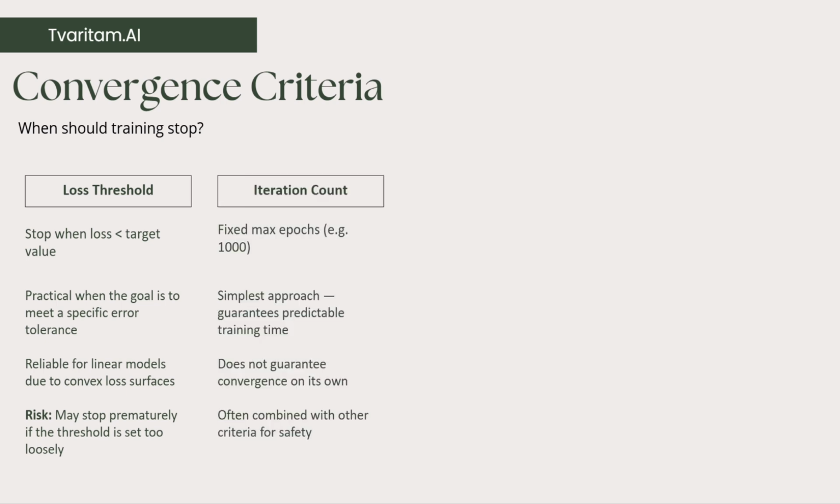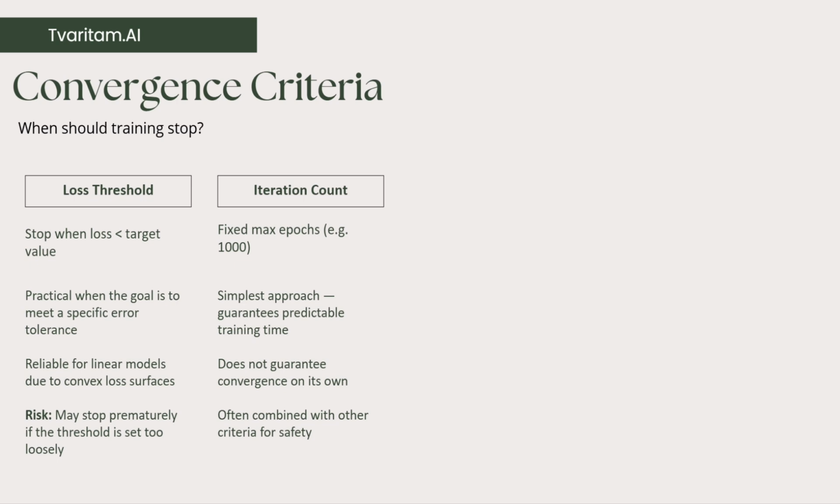Iteration count is used to simply fix the number of iterations or epochs. It is the simplest approach as it guarantees predictable training time and ensures that the model will not run beyond a certain limit. But the downside is that it does not guarantee convergence and the model might stop before reaching the optimal solution if the count value is less.